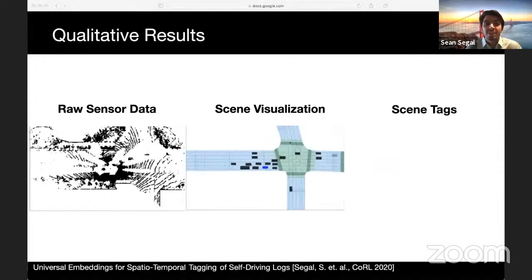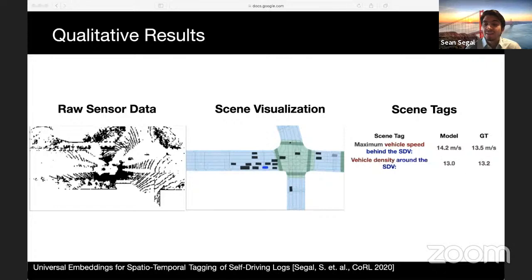Let's move on to one more scene. Maximum vehicle speed behind the SDV, our model 14.2 meters per second, ground truth 13.5 meters per second. Vehicle density around the SDV, our model 13, ground truth 13.2. Vehicle blocked by vehicle in front of the SDV, both our model and the ground truth tag yes. Four-way intersection in front of the SDV, both our model and the ground truth tag yes.